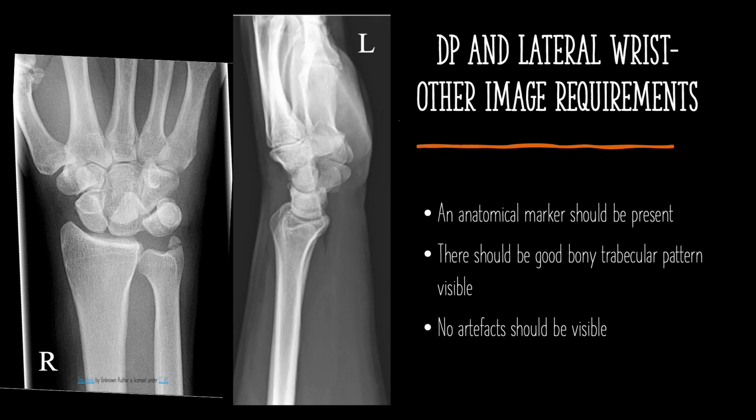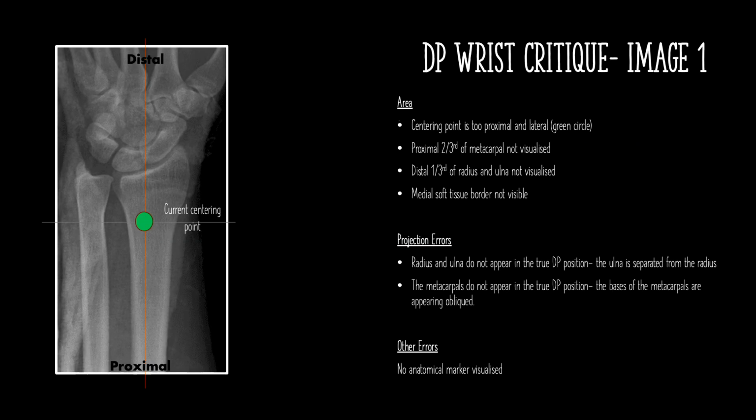Our other image requirements then for DP and lateral wrist, like all images, there should be an anatomical marker present, there should be good bony trabecular pattern visible, and then we should have no artifacts as well. Okay, so we'll go on and critique our first image. So we're looking at a DP wrist here.